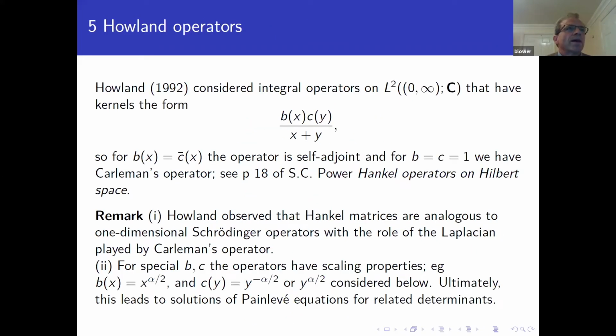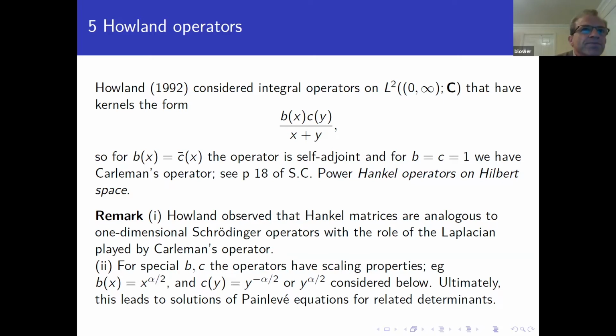Now, the next topic is to talk about Howland operators. In the early 1990s, Howland considered operators that are either Hankel or closely related to Hankel. They're integral operators in L2, and they have a special form: the numerator is b of x times c of y, and then you divide through by x plus y. Now, if for the moment we take b equals c equals 1, we get the famous operator 1 over x plus y, and this is sometimes called Carleman's operator.